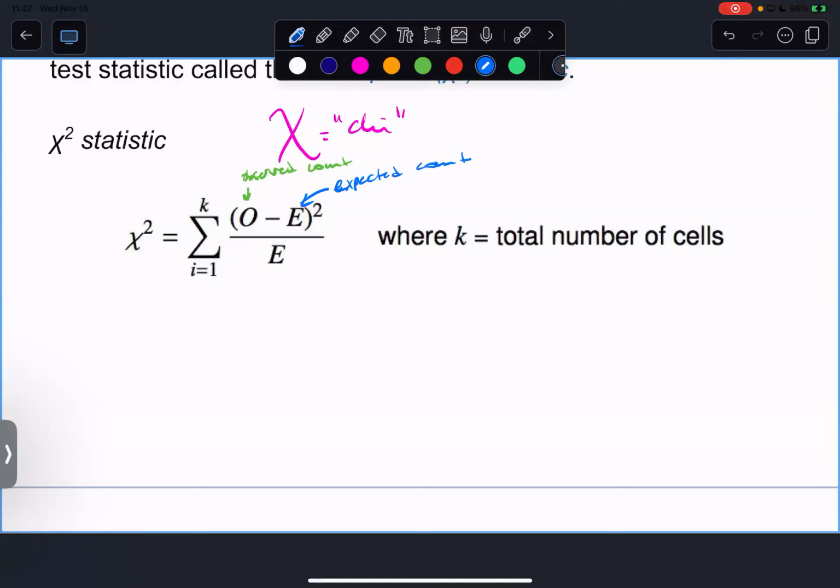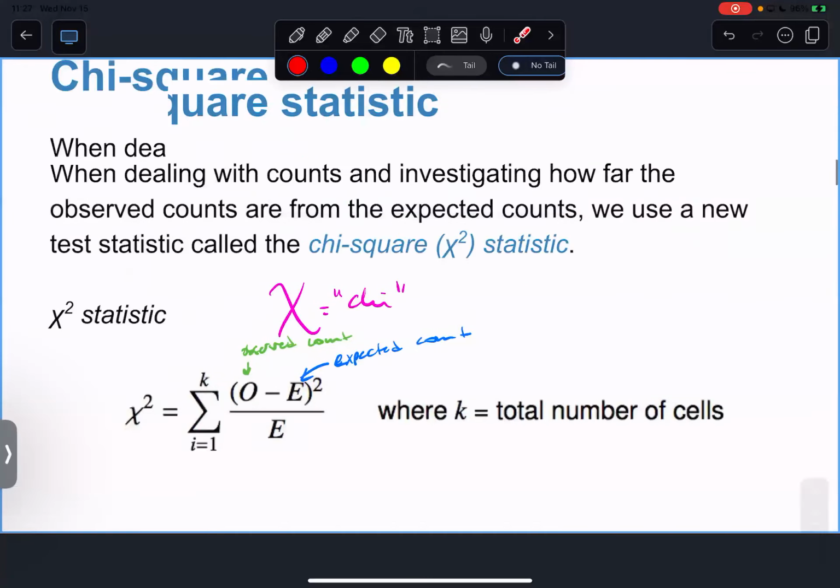Thinking back to that table, we had observed values, we had expected values. So then you would make a new column of observed minus expected. Some are going to be positive, some are going to be negative. And then make another column where you square them all. Now we're working our way through here. So you make a new column where you square each of those differences, and then you make another column of the observed minus the expected squared divided by the expected values.